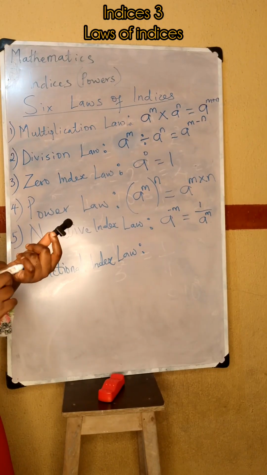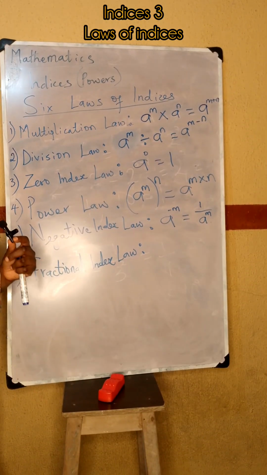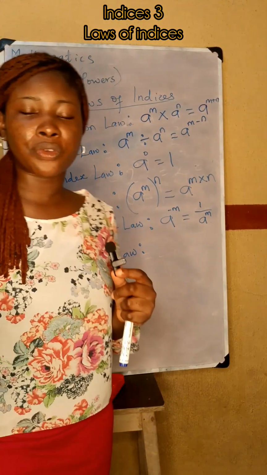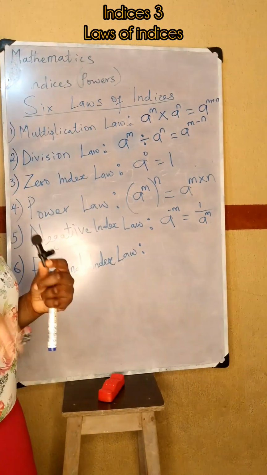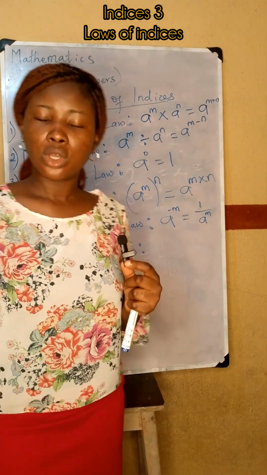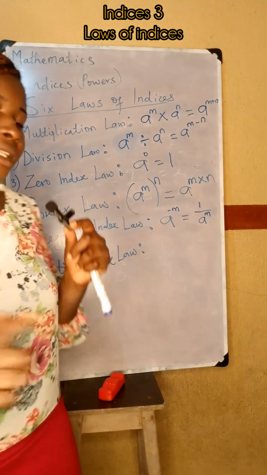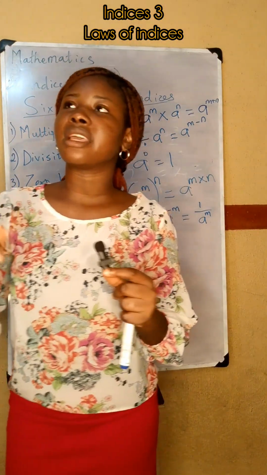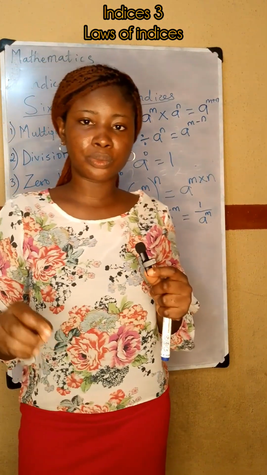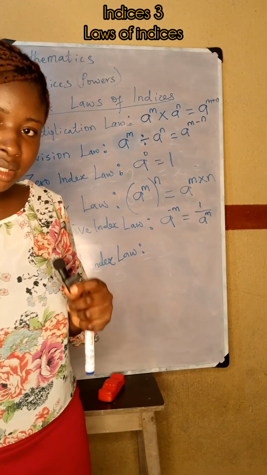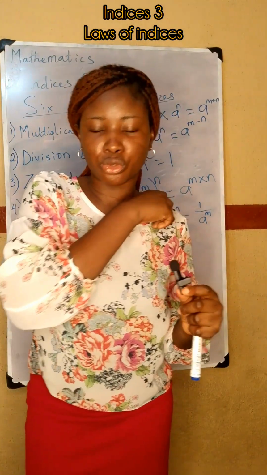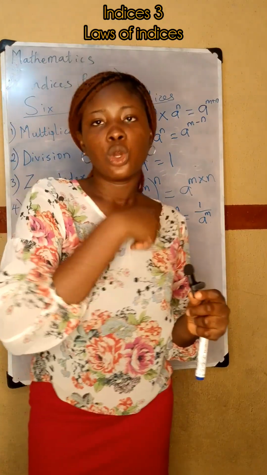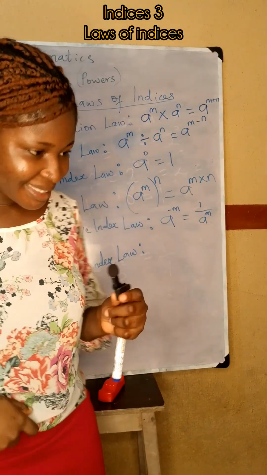So this one now is just saying that when the power of any number is a fraction. Now this one is concerned with when the power of a number is a fraction. So let me state the law. The fractional index law states that when the index of a number is a fraction, the result is the denominator's root of that number, all raised to the numerator.